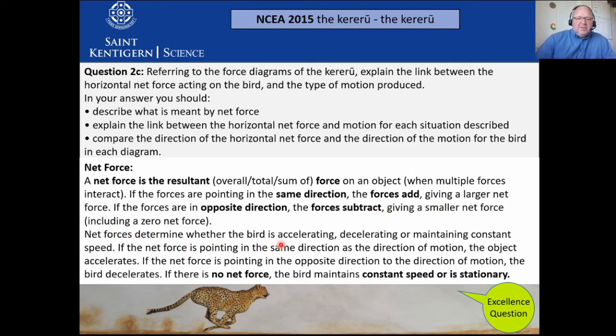Net forces determine whether the bird is accelerating, decelerating, or maintaining constant speed. If the net force is pointing in the same direction as the direction of the motion, then the object accelerates. We've said this before. Same direction as the direction of motion, then it accelerates. If the net force is pointing in the opposite direction to the direction of motion, the bird decelerates. And if there's no net force, the bird maintains constant speed. Okay, is that clear? Those are the words we need to unpack. Use these words: with the direction of motion is acceleration, opposite the direction of motion is deceleration.